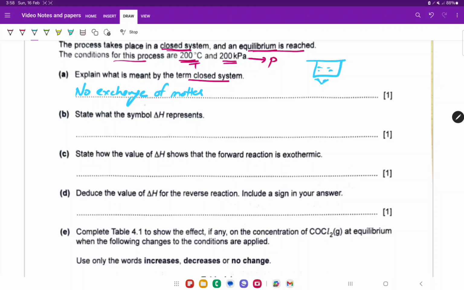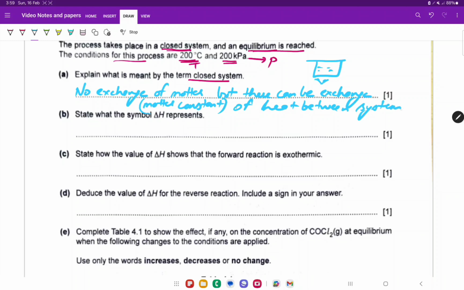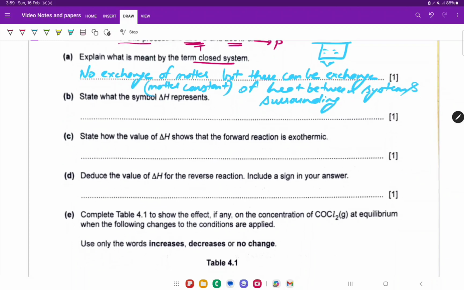Matter remains constant. But there can be an exchange of heat between the system and the surroundings. So there can be an exchange of heat, that is a closed system, but matter will be constant.